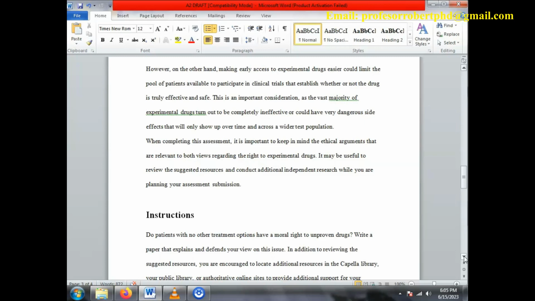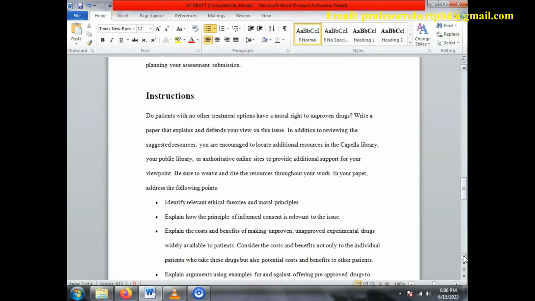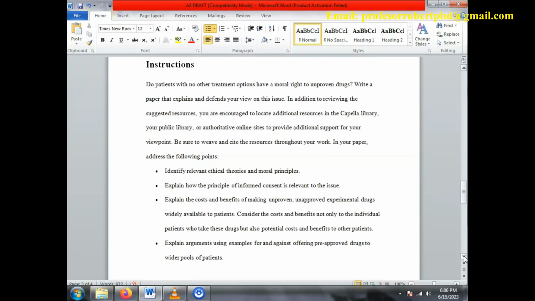When completing this assessment, it is important to keep in mind the ethical arguments that are relevant to both views regarding the right to experimental drugs. It may be useful to review the suggested resources and conduct additional independent research while you are planning your assessment submission. Instructions. Do patients with no other treatment options have a moral right to unproven drugs? Write a paper that explains and defends your view on this issue. In addition to reviewing the suggested resources, you are encouraged to locate additional resources in the Capella Library, your public library, or authoritative online sites to provide additional support for your viewpoint.